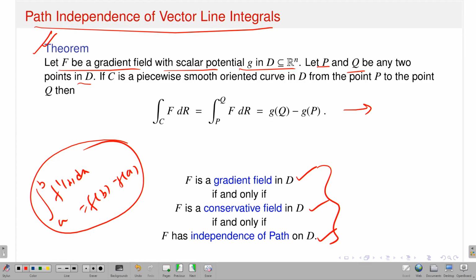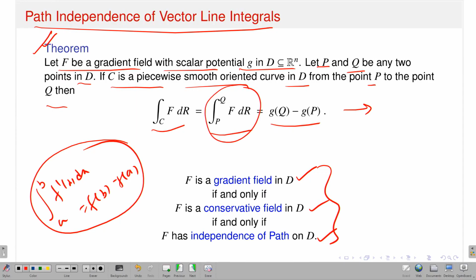So in my domain I am taking 2 points p and q. C is a piecewise smooth oriented curve in D, whose starting point is p and end point is q. Then the vector line integral of capital F over C is the integration from the point p to q, which is nothing but g(q) minus g(p).